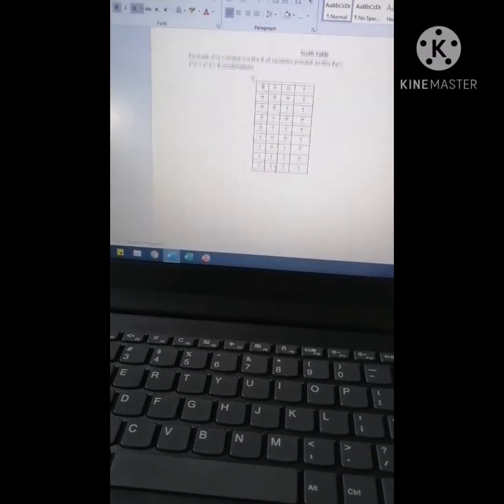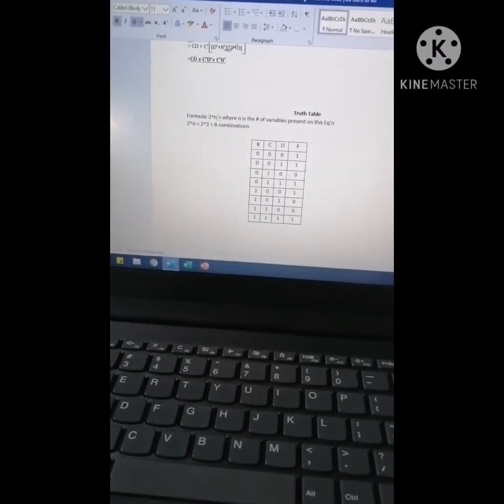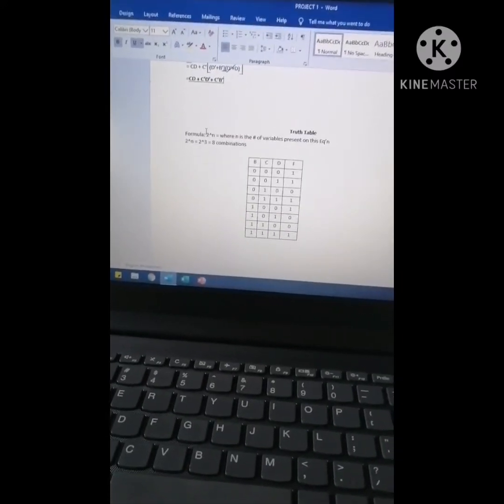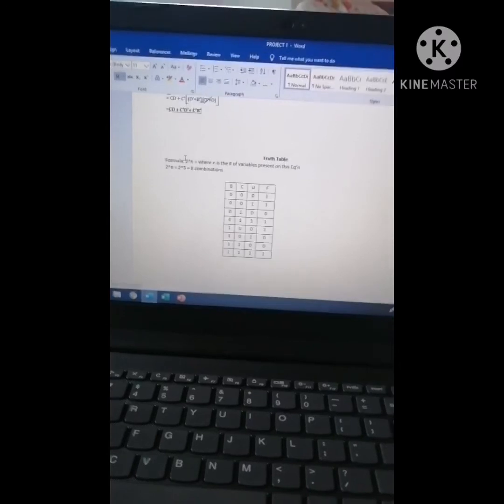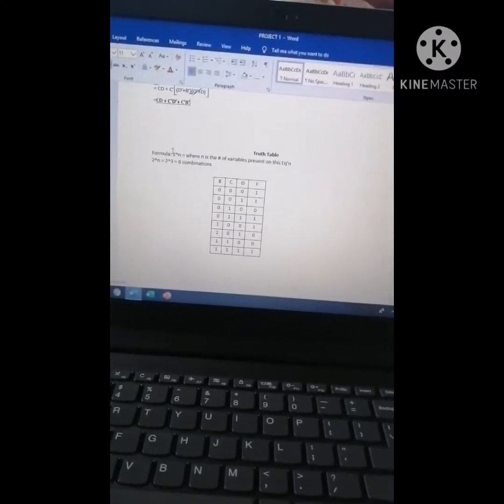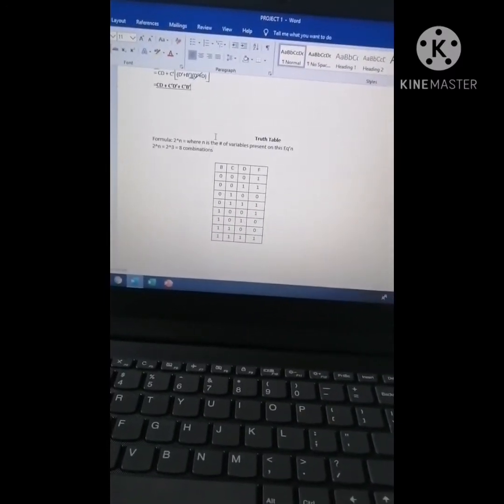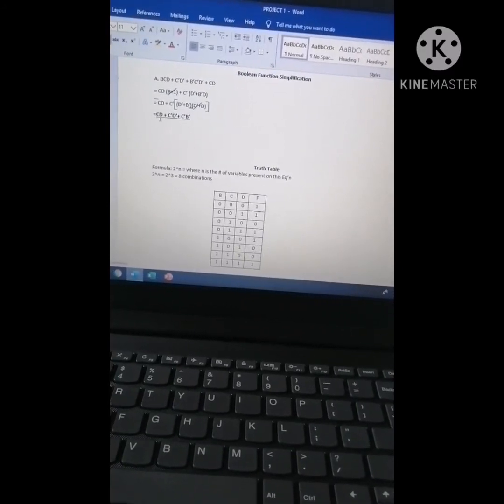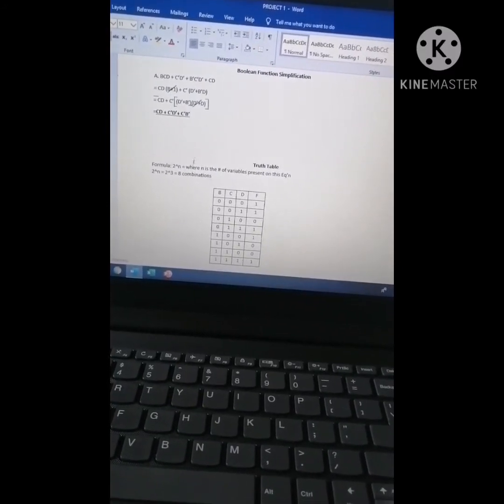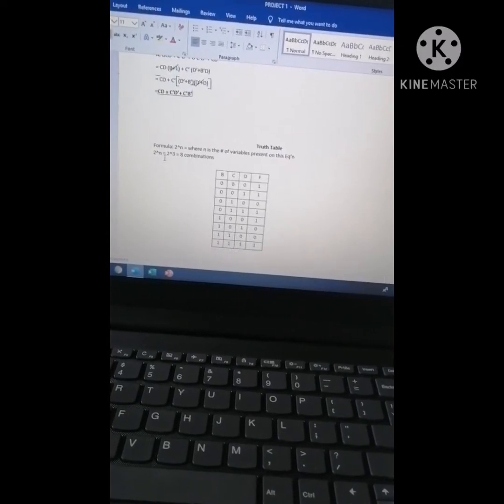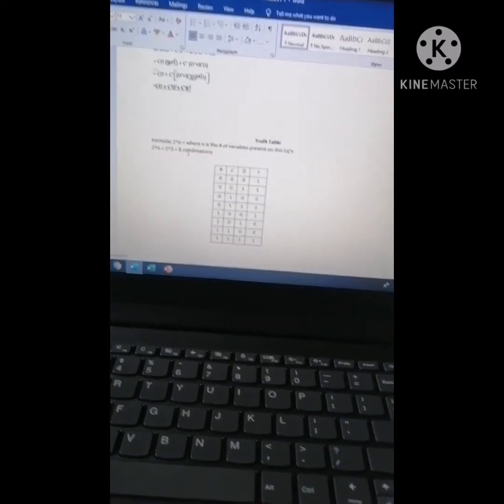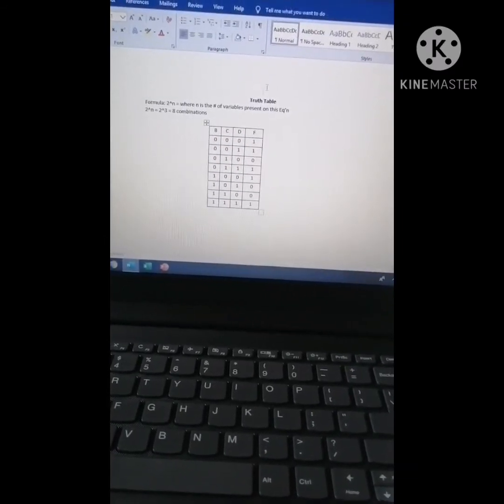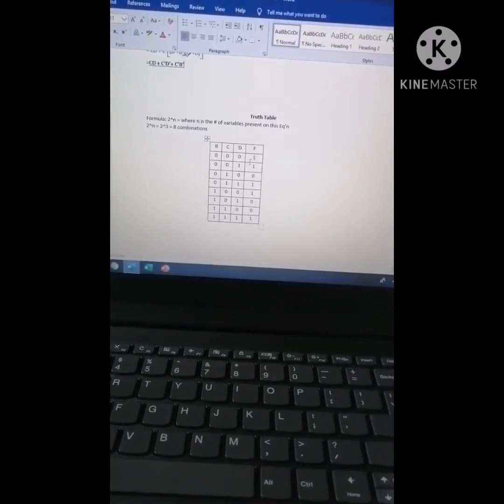So in the truth table, the formula is 2 to the power of n, where n is the number of variables represented in this equation. The three variables are B, C, D. So 2 to the power of 3 equals 8 combinations. Then the truth table.